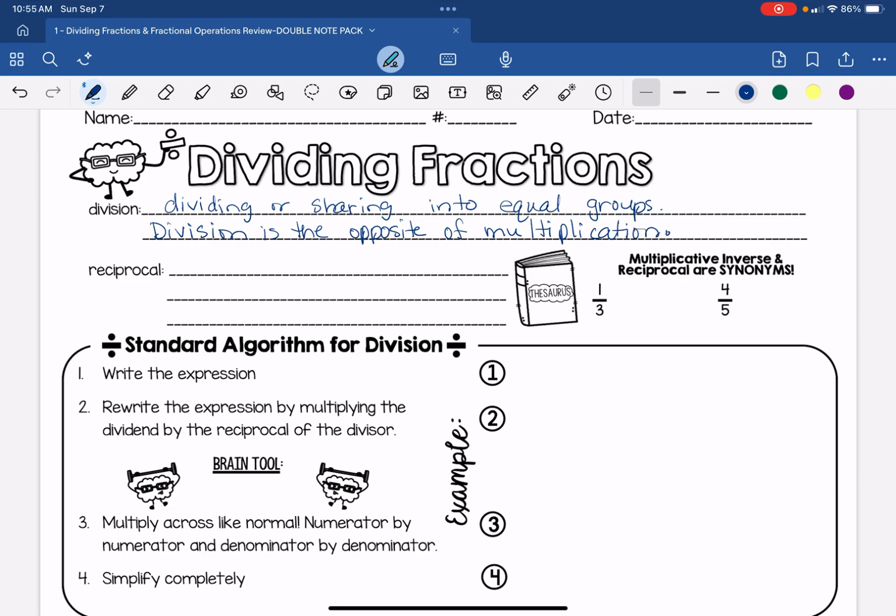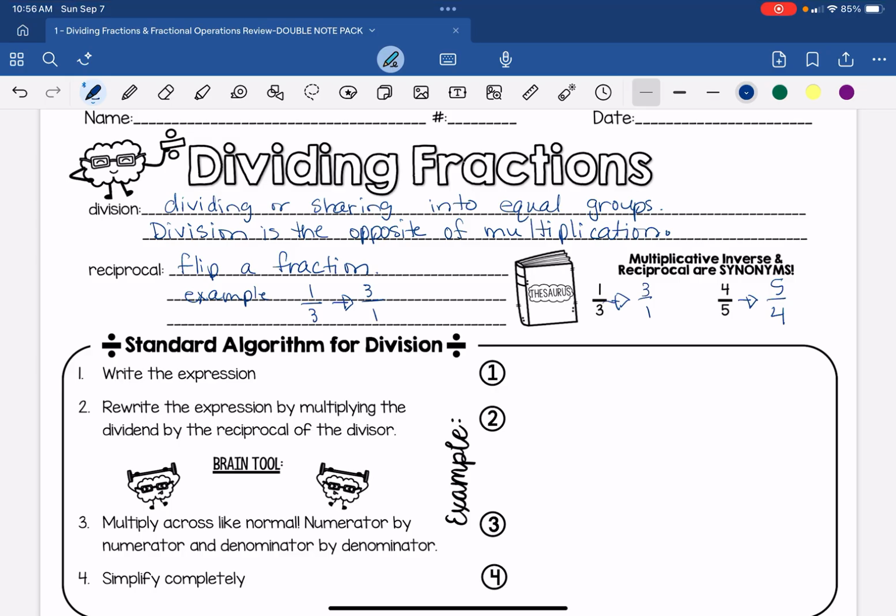The reciprocal is when you flip a fraction, the numerator goes to the bottom and the denominator to the top. So flip a fraction. We find the reciprocal of the fraction in division. So example would be, you have 1/3. The reciprocal would be 3/1. And the reciprocal of 4/5 is 5/4. So we use that when we do division.